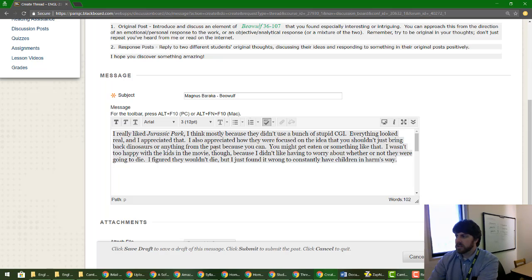you shouldn't just bring back dinosaurs or anything from the past because you can. You might get eaten or something like that. Notice it doesn't have to be perfect. You don't need another apex predator on Earth.